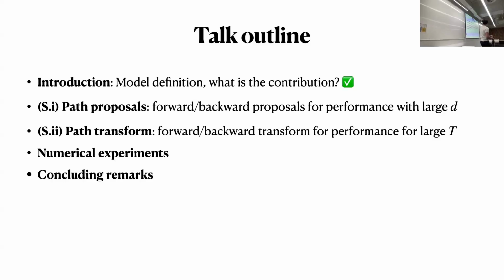We have two types, forward and backward, that are essential for ancestor resampling, which is essential for performance with the length of the data. I will then empirically demonstrate what we've come up with, and then I will present some concluding remarks.